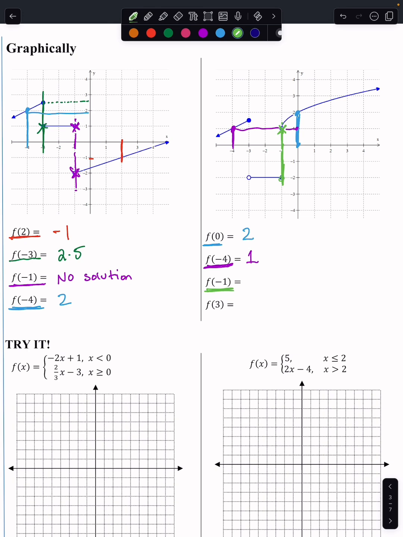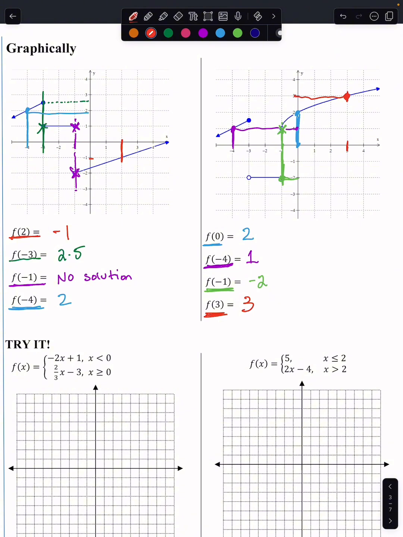And then we're going to do f of 3. So we've got to go to where x is 3. See where it touches, and it touches up here. What number is that? That's +3. Okay? So there's that. Hopefully this is making sense so far.